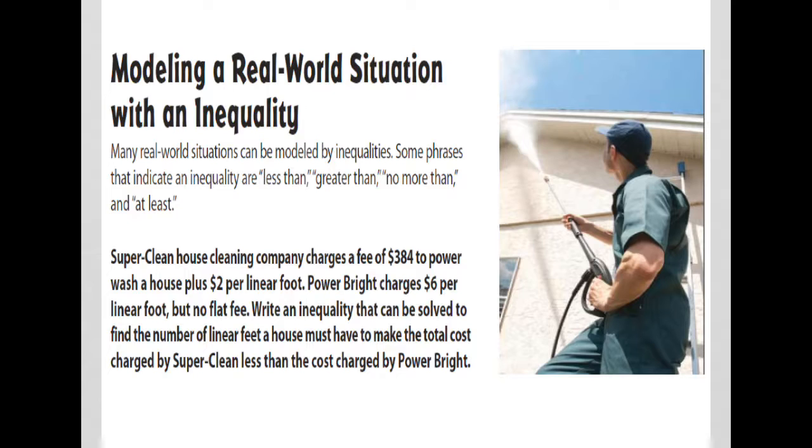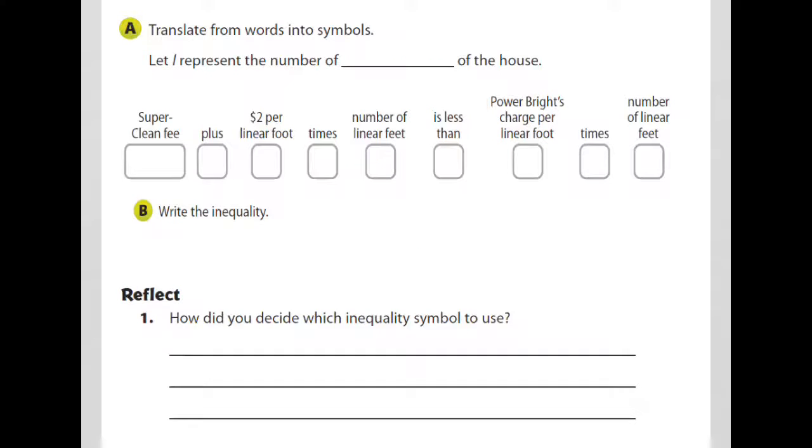Here we want to write an inequality that can be solved to find the number of linear feet a house must have to make the total cost charged by Super Clean less than the cost charged by Power Bright. All right, let's take a look at it. Well, we want to translate what they are telling us in this paragraph into words. So if we do that, I believe we can write what we're trying to do.